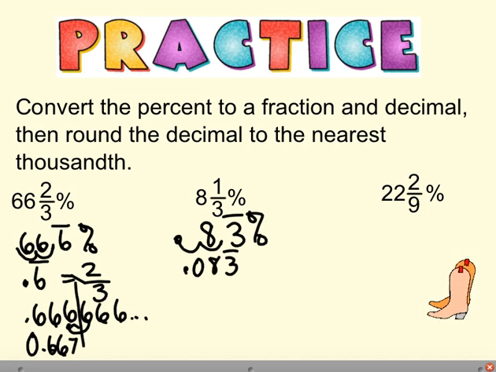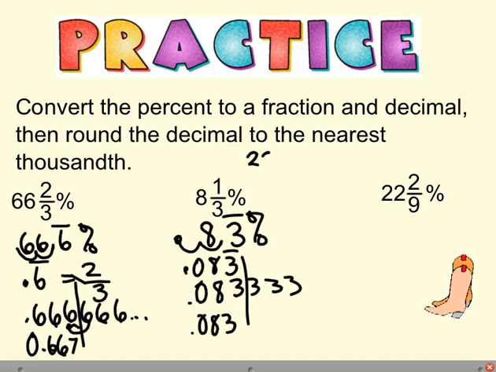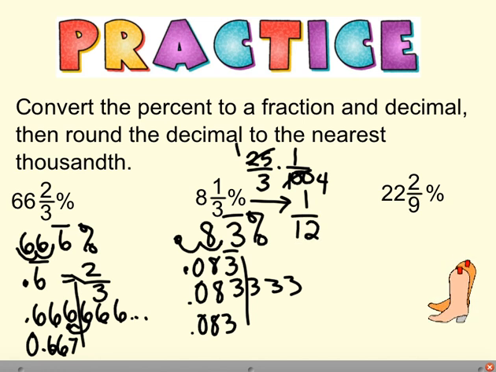8 1/3, we have 8.3 repeating percent, which we move back twice and we have 0.083 repeating, which if I were to continue this so I can figure out to the thousandths place, 0.08333 forever and ever. Regardless if I cut it off at the thousandths place, that 3 on the other side doesn't need to be rounded, so we have 0.083. And as a fraction, I can turn this improper by saying this is 25 over 3 times the reciprocal. So 1 and 4, this is, as a fraction, 1/12.